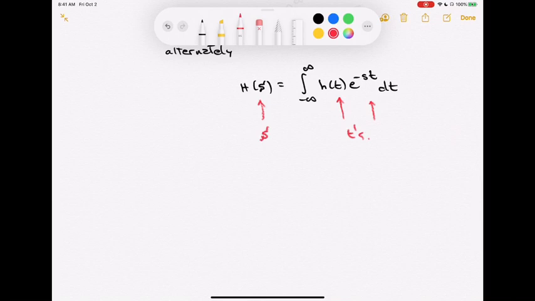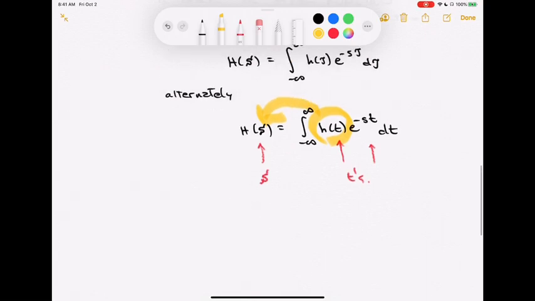It takes this time domain function, h of t, and converts it to the frequency domain, or the transform domain, if you will. There's a time domain function on the right, and we undergo some sort of transformation, and we find a different or alternate kind of representation, this h of s. It's just purely a function of s.